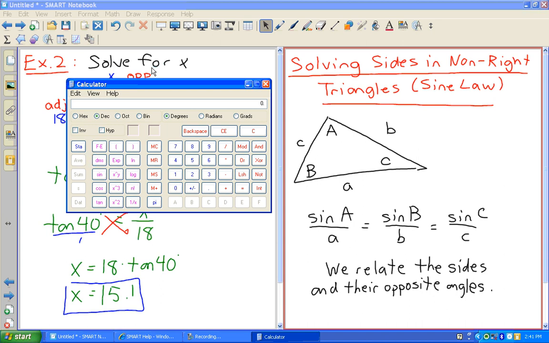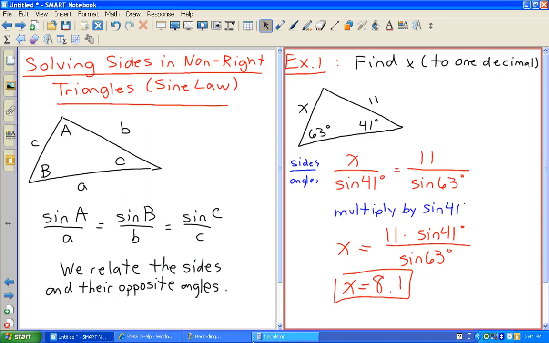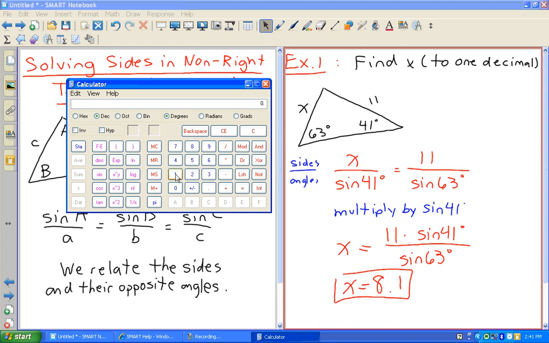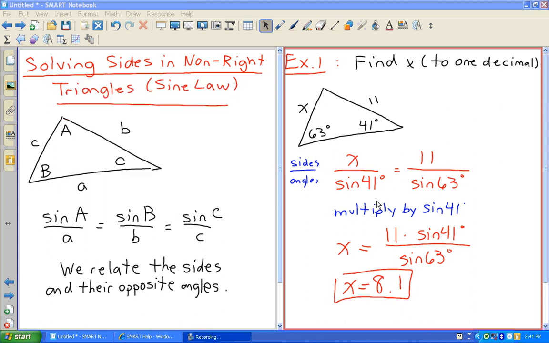Okay, so the way I'm going to do it is 11 times 41 sine divided by 63 sine equals, and you got 8.099, which is 8.1. So take a second and try it out to make sure you get it. Once you get this, this is the hardest question. This is all there is. There's nothing else I can do.